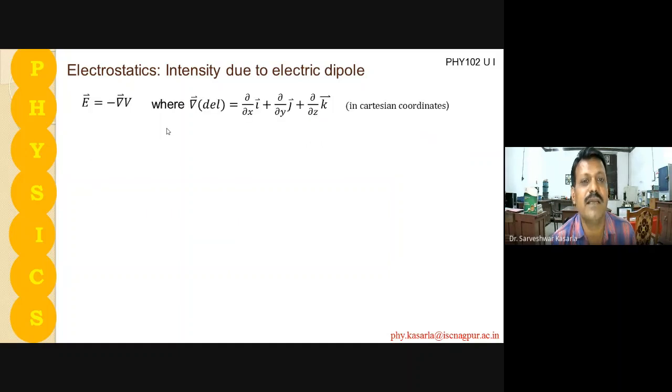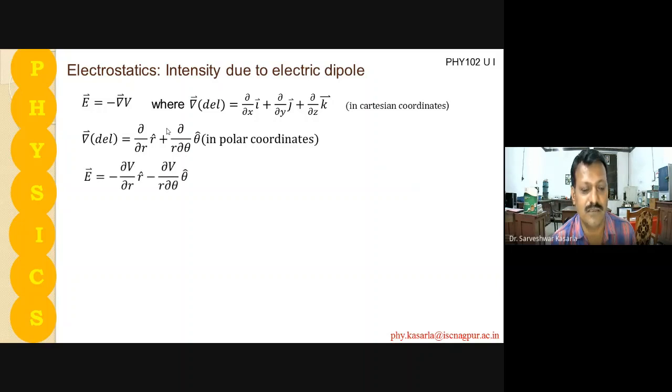So let us find the intensity due to electric dipole by using the relation E is equal to minus del V, where the del operator is like this. Now here we are using polar coordinates. So in case of polar coordinates, we have del is equal to del by del r plus del by r del theta into theta. So these are the polar coordinates, and we find the relation between electric intensity and potential using polar coordinates.